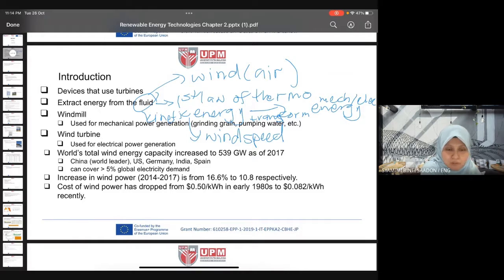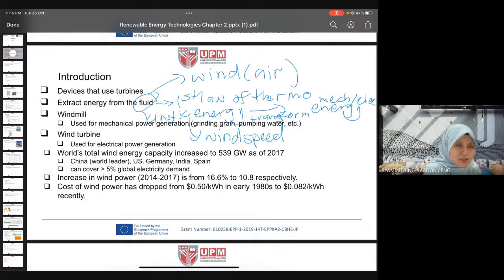So basically, the world leaders are still China and the US. Those are the main producers of wind energy. And Europe, Germany, France, also Spain, because they have the wind speed over there, especially in the northern hemisphere. Europe and the US are countries from the northern hemisphere. They have very strong wind, so that's why they can apply this wind energy.